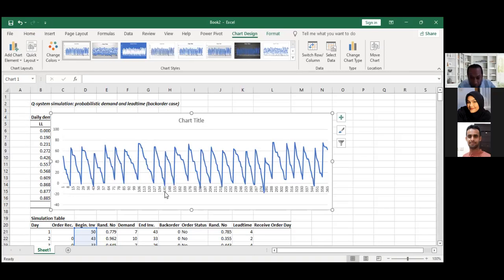Sometimes the cycle is around 14 days, sometimes more than 40 days. So we can confirm that our simulation is valid, because the graph is similar, or matched, with the theoretical graph in the queue system.